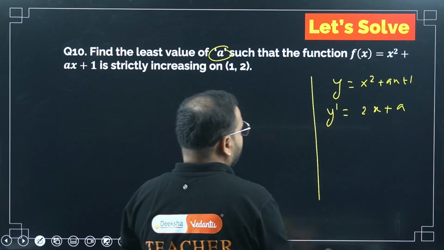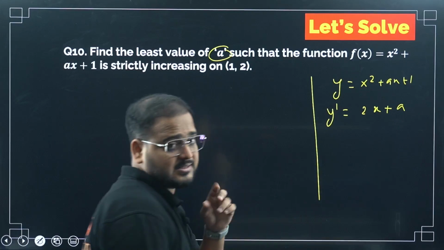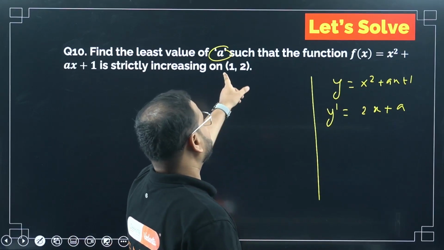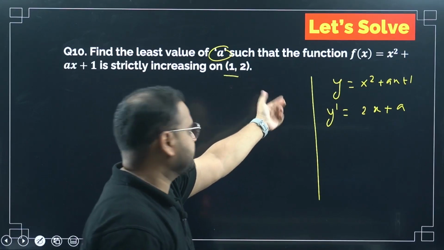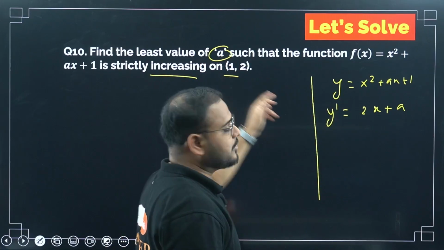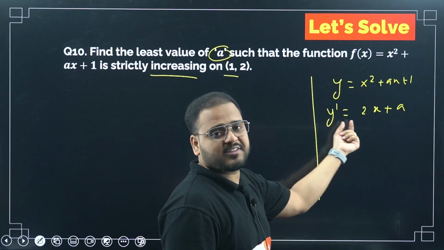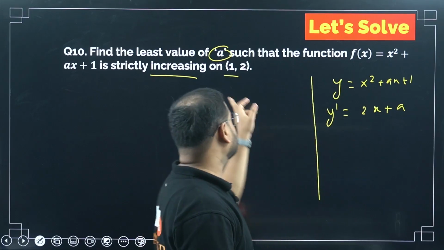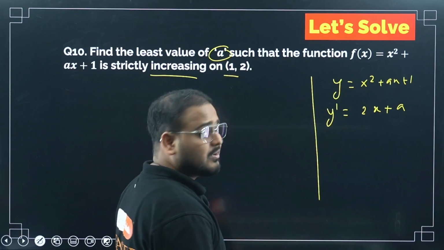Now this has to be positive. If you apply the rule of increasing function and put it greater than 0, you'll get a in terms of x, but there is no x value given here. The interval is defined like this. So I have to do some modification.